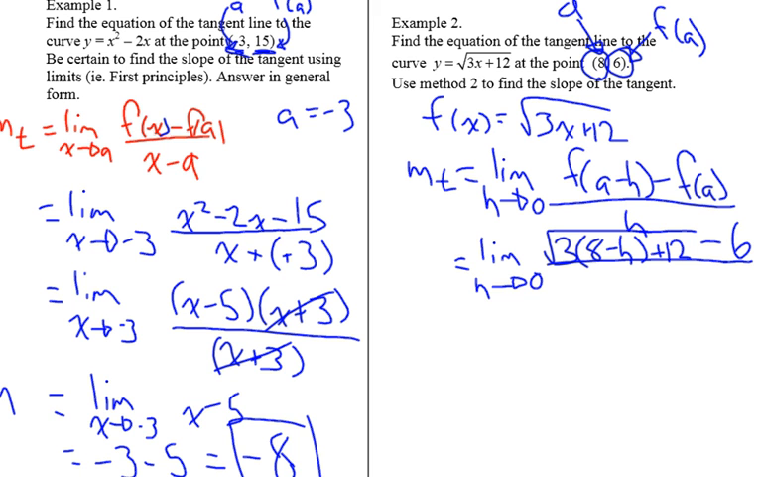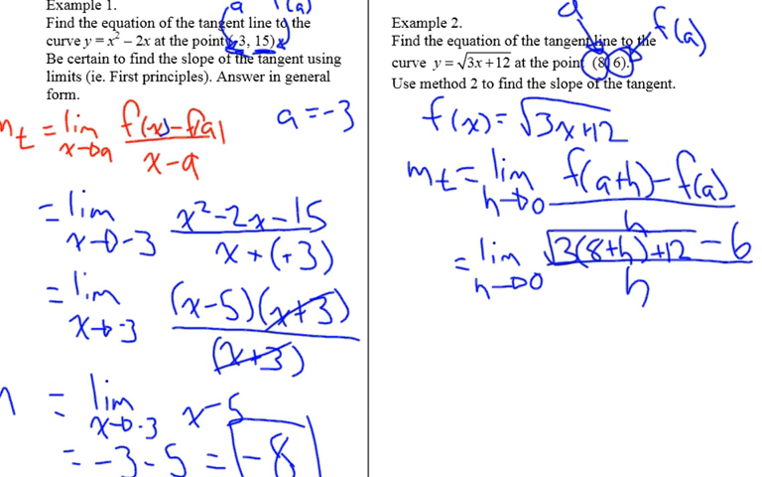Sorry? H will approach 0. F of a plus h, thank you. F of a plus h. Thank you, yeah. We've got two different variables. We've got the a and we've got the h. So they're two different things. A is 8 here, okay?